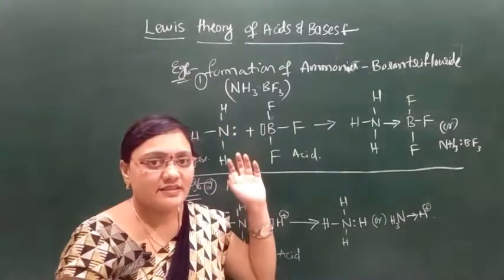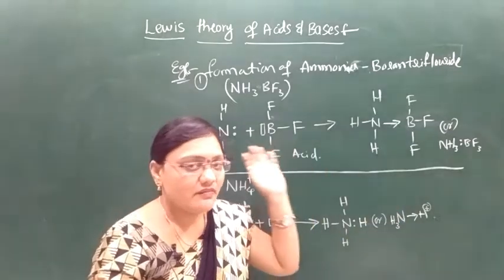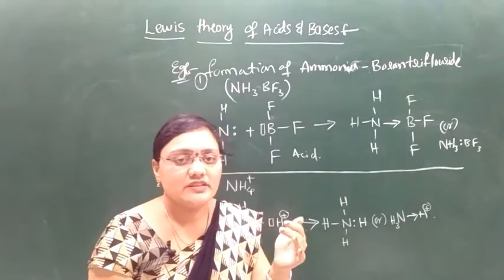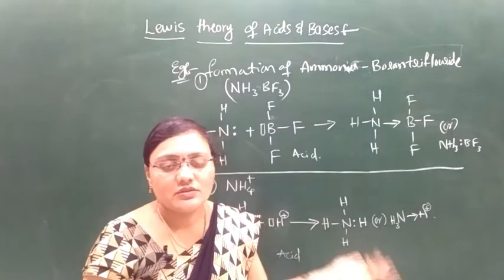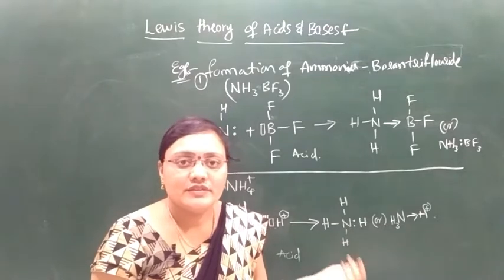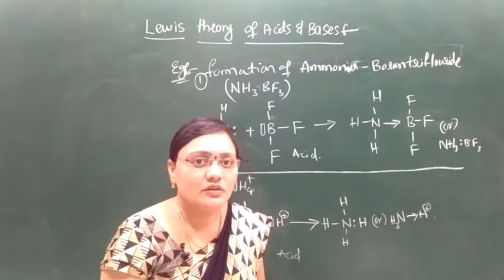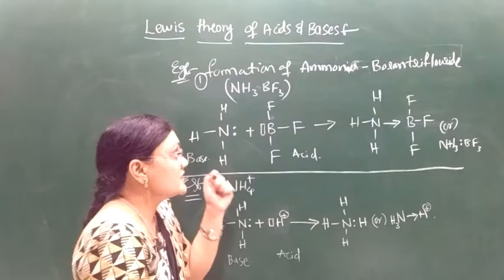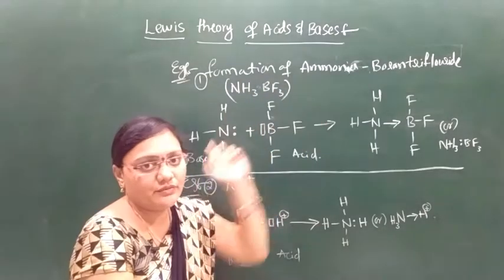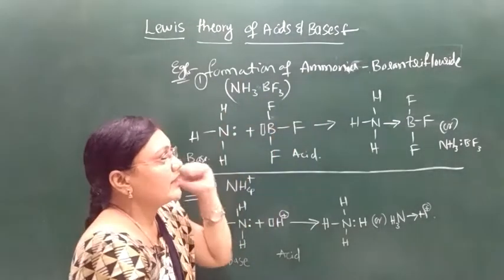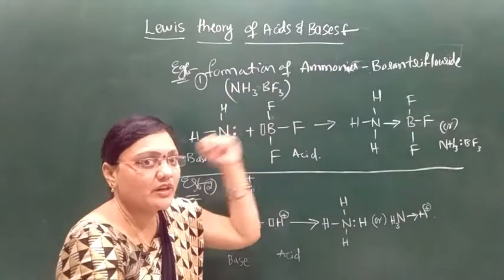Now, examples of Lewis acids and bases. First of all, what is a Lewis acid? Accepting a pair of electrons is called a Lewis acid, and donating a pair of electrons is called a Lewis base. For example, the formation of ammonia boron trifluoride.